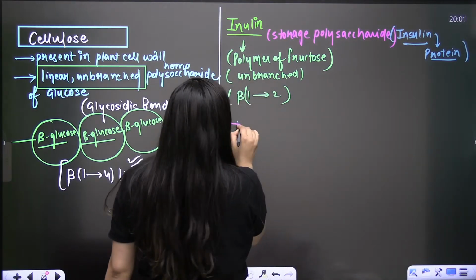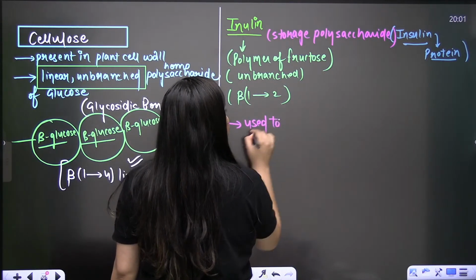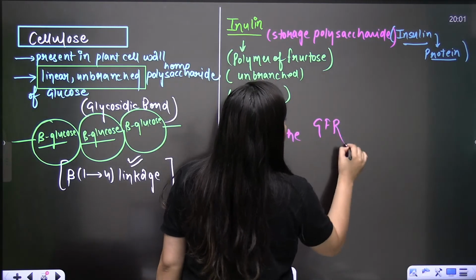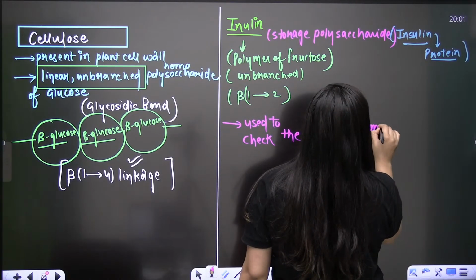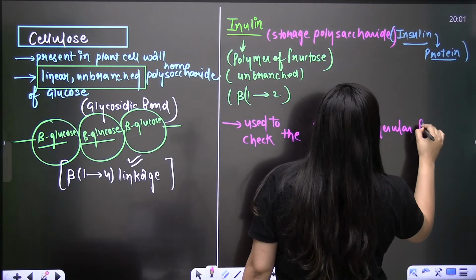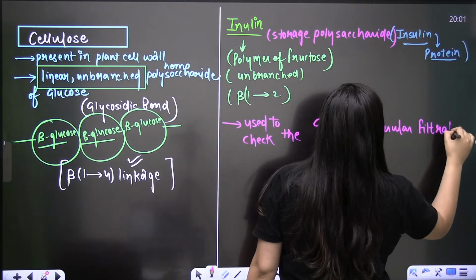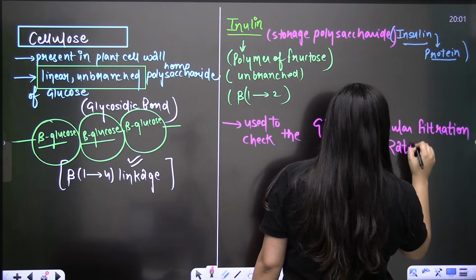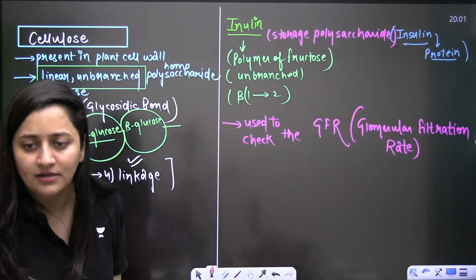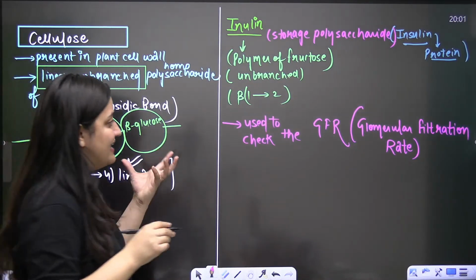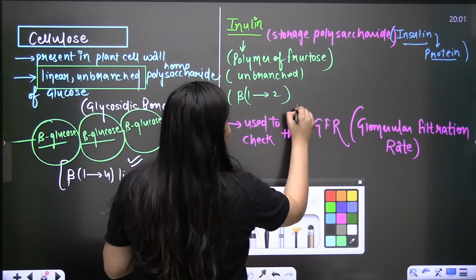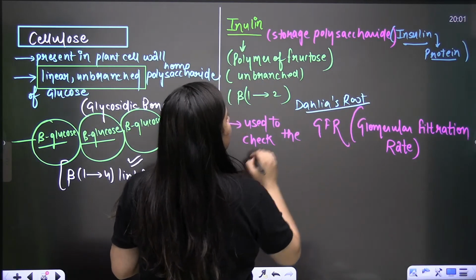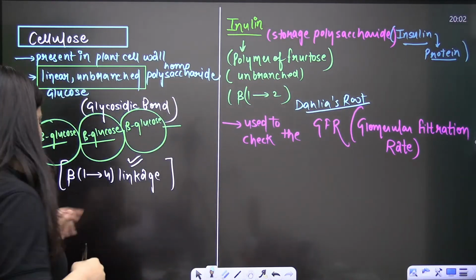It is used to check the GFR. And what is this GFR? It is the glomerular filtration rate. Yes, you are right, in Dahlia's root you are going to find it. Clear? So this is the inulin.